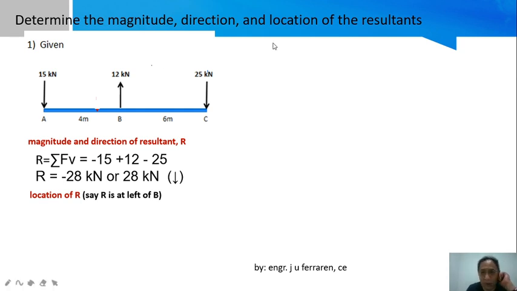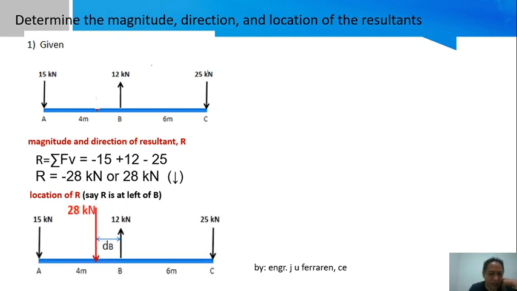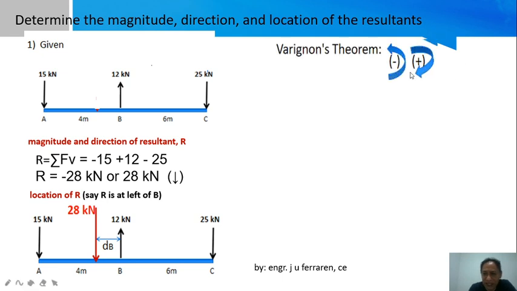Okay? Then I can have the location. There is no mention of a point of reference, so again, you can choose any point as your reference. In this case, what if I'm using B? So, I have to plot my R approximately. Then, I put my R left of B. But actually, since we have to start with an assumption, you can put your R at the right side if you like. So, I tried putting my R left of B. So, this is my distance dB. Now, in Varignon's theorem, I simply indicate that a counterclockwise moment produced by a force will bear a negative sign, and clockwise moment is positive.